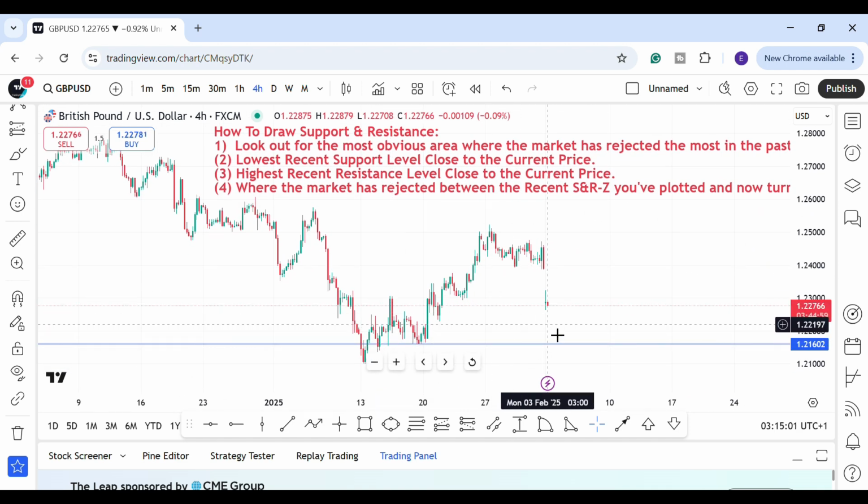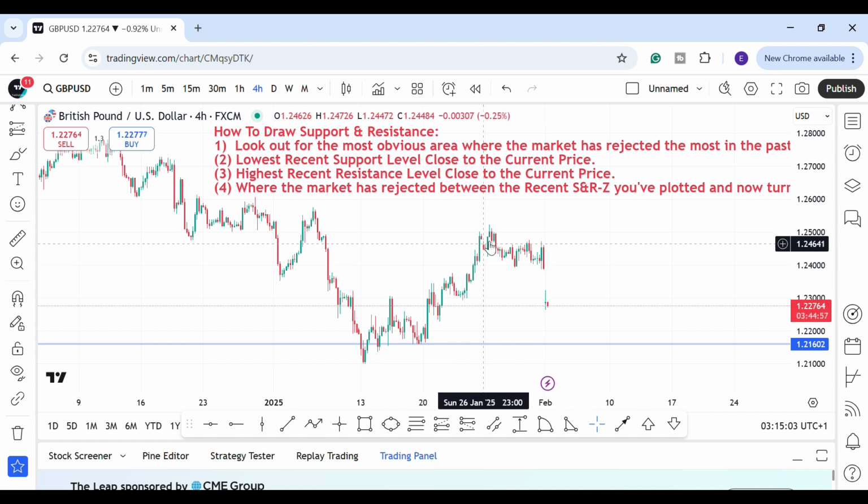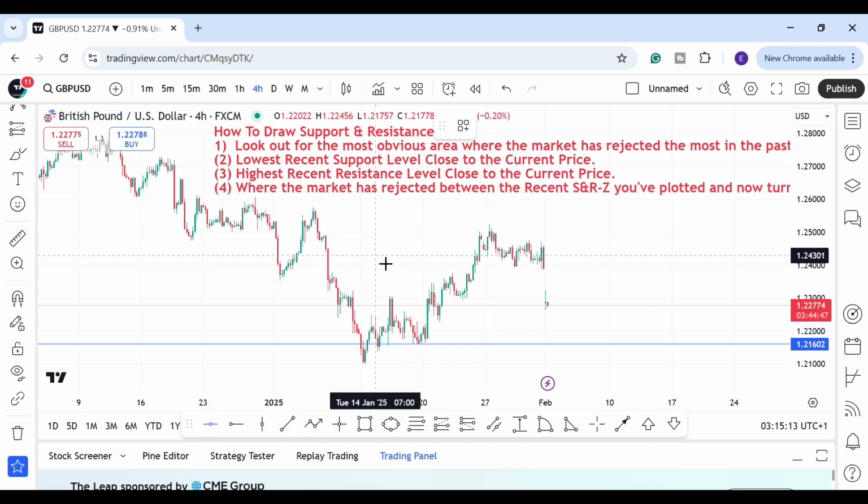Now let's look for our resistance zone. This is the area here. I can spot that the market has reacted multiple times here. Let me take this too. This is on H4 as a day trader.